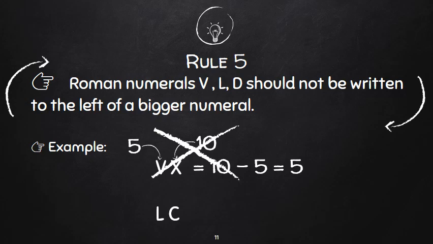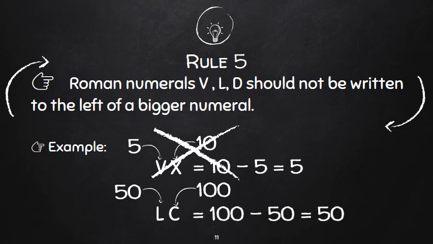Now see the other example, LC. Again, the value of L is 50 and the value of C is 100. So we will subtract the value of L, which is a smaller Roman numeral, from the value of C, which is the bigger Roman numeral. 100 minus 50 is equal to 50. But this is a wrong way according to rule number 5, because you cannot write V, L, D to the left of a bigger Roman numeral.